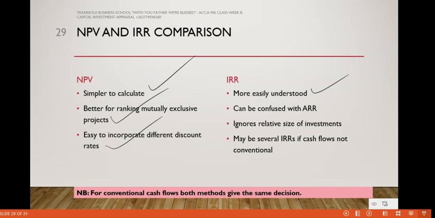Now, IRR can be confused with accounting rate of return, and it ignores the relative size of investment. There may be several IRRs if cash flows are not conventional. So here we are simply saying that if we have a situation where in year one we've got a positive cash inflow and then year two a negative, those are non-conventional cash flows, and in that situation the IRR may be misleading.